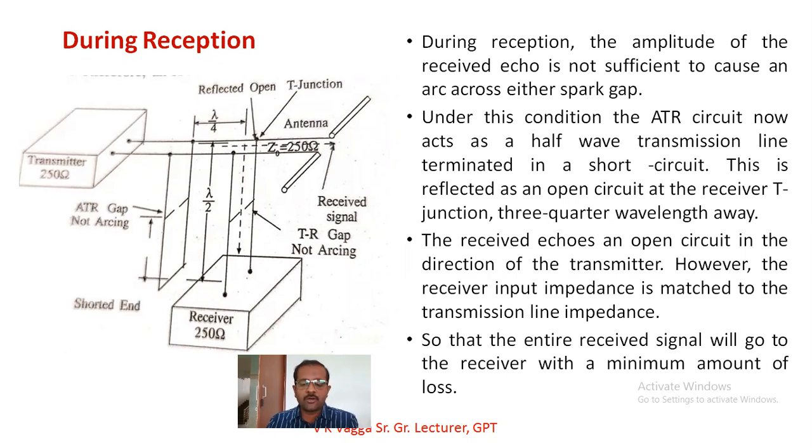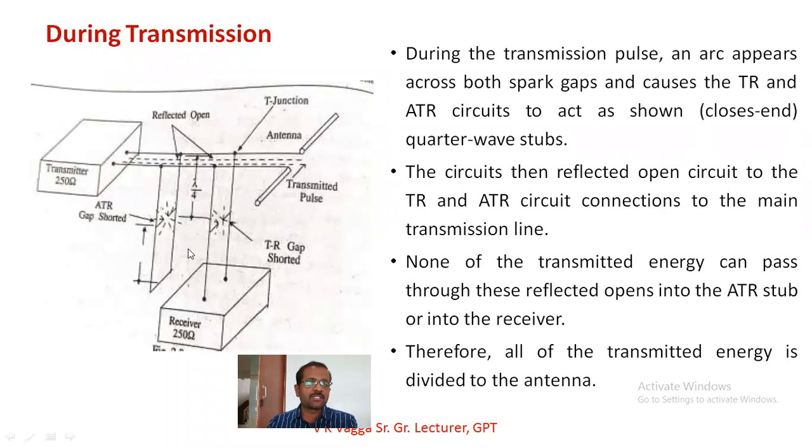If you understood the operation of the transmission, it's very easy to understand the operation of the reception. Under transmission, it is going to develop the sparks at the TR and the ATR. If it develops the sparks, it is going to act as an open switch. Open switch means it is going to close the end, and after that the flow is from the transmitter to the antenna.